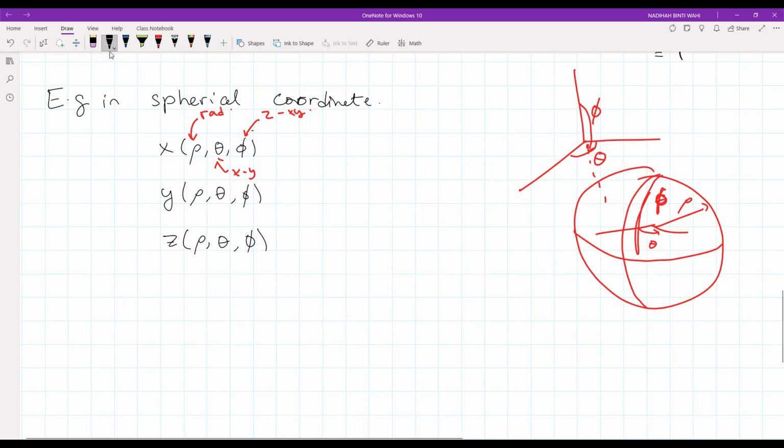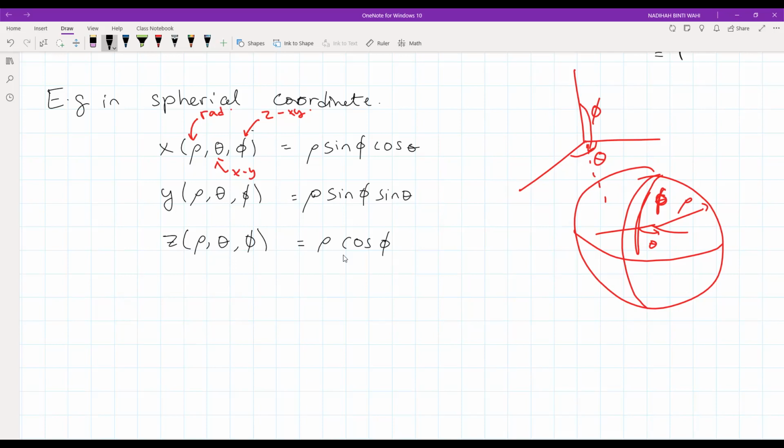Okay, so in this case, what's the parametric equation? It is given by x equals rho sine of phi cosine of theta, and then y equals rho sine of phi sine of theta, and then z is just rho cosine of phi. So this is the parametric equation. I think it's quite simple to memorize this.